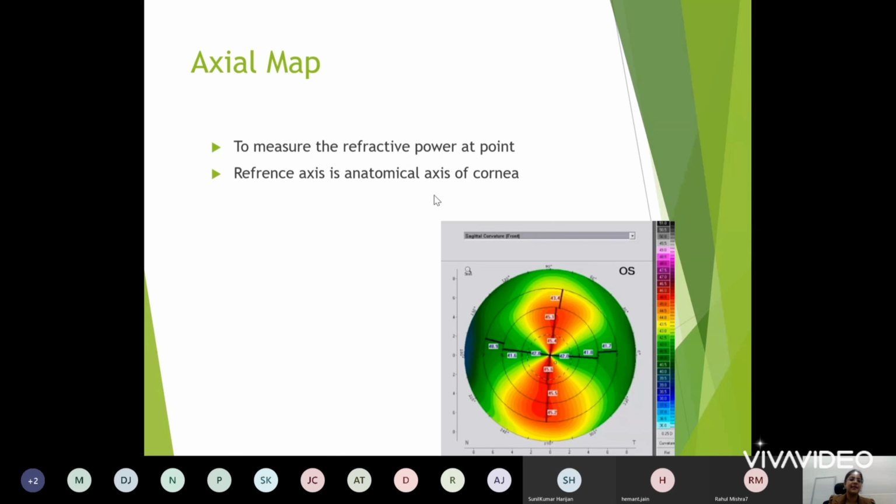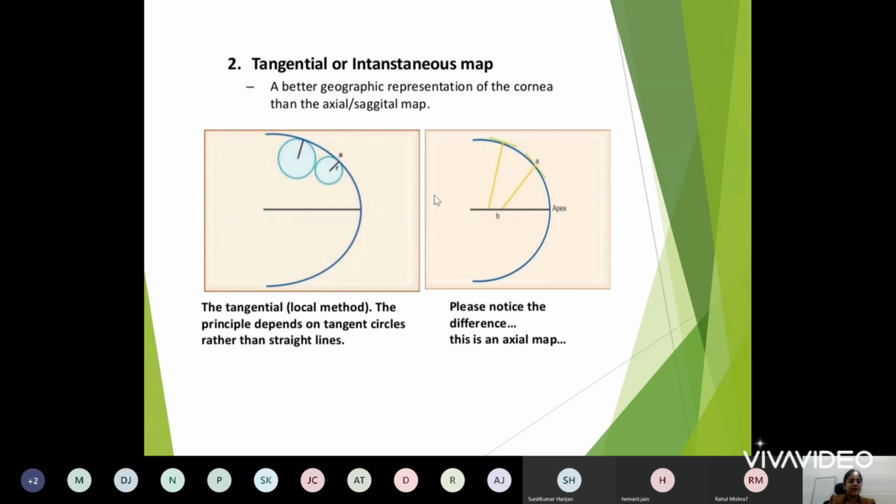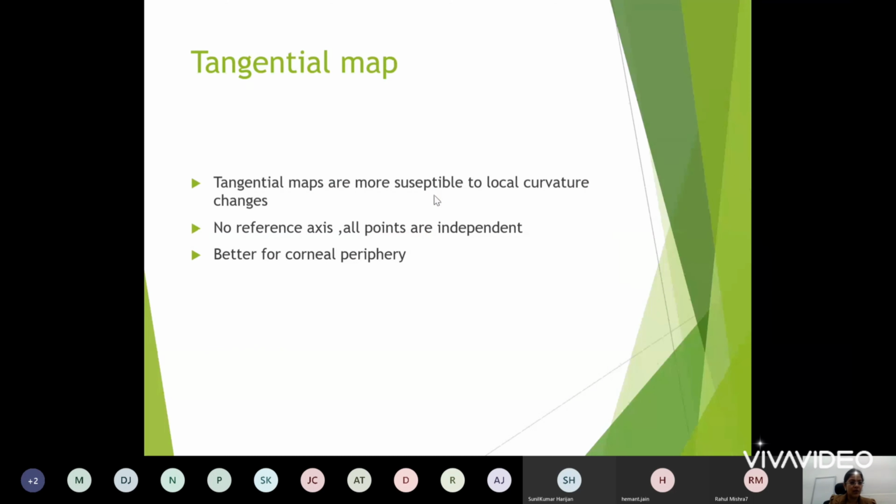The reference axis is the anatomical axis of the cornea, and the refractive state of the patient is given. Tangential map, as seen here, its principle depends on the tangent circles drawn and not on the straight line. So tangent map is more accurate because it has no reference axis. All points are independent. You don't have to draw perpendicular on the reference axis.